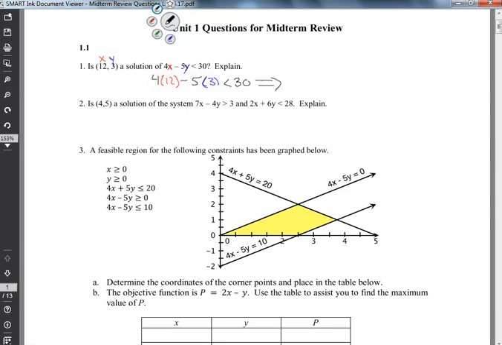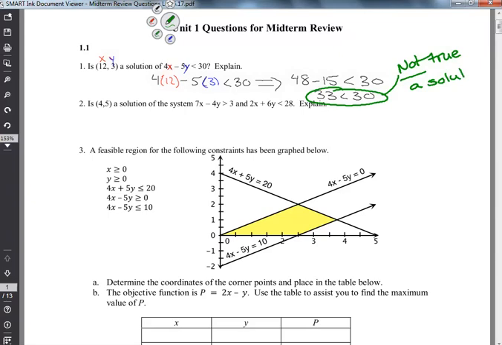If I do that multiplication out, I get 48 minus 15 is less than 30, and then I get 33 is less than 30. This right here is not true. So therefore it is not a solution. All right.